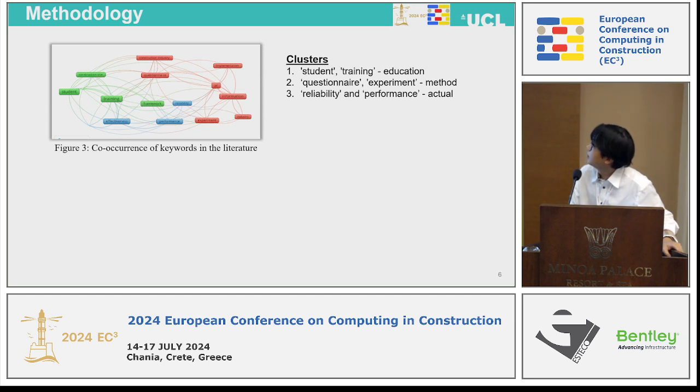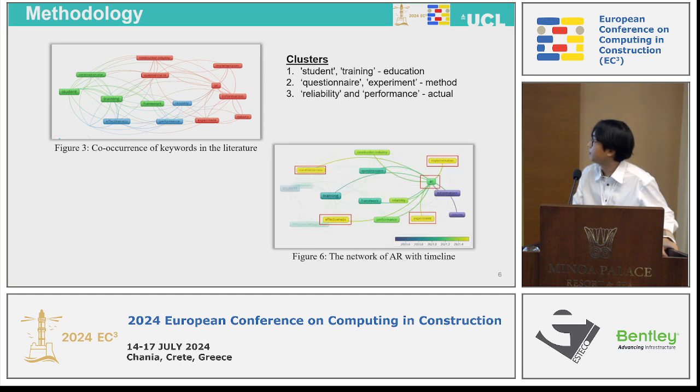And also in the right cluster, there is a questionnaire experiment. This shows the different methodologies that this kind of research uses. And also the blue cluster shows reliability and performance. That may indicate that more research focuses on the performance, on the effectiveness of this technology used in actual construction.